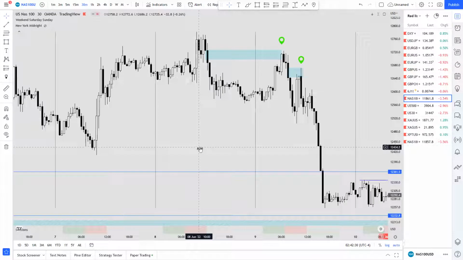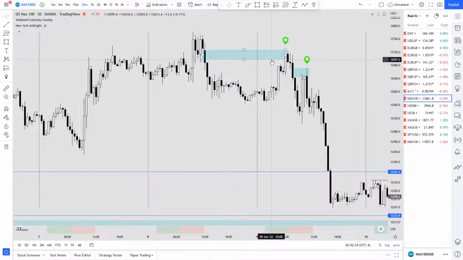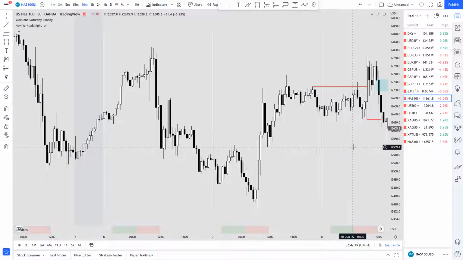Okay, so on Thursday here, what do we see? First, we have relative equal highs over here. Let's draw that out. So we have a raid of liquidity, raiding buy side. Next thing we wait for is the shift. That's the shift over here. So once that shift's happened, we wait for a return.